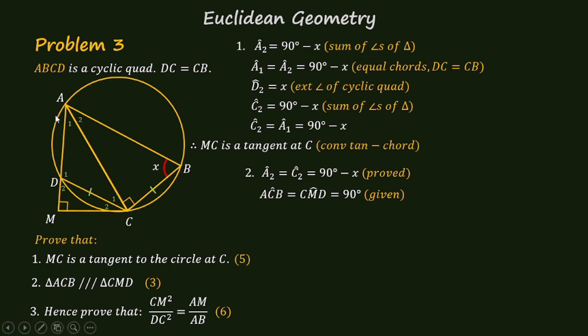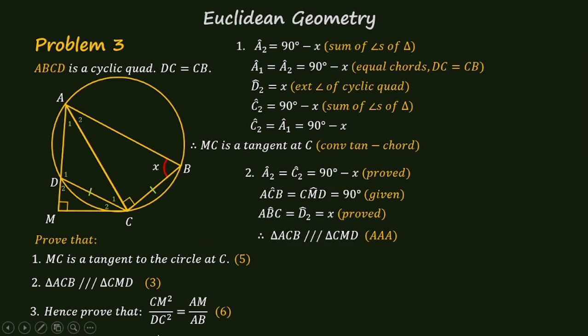And angle ABC, which is X, equals D2. We've just shown that D2 is X. So the two angles are equal. D2 is X, and then ABC is also X. That has already been proven up here. So the corresponding angles of these two triangles, triangle ACB and triangle CMD, are equal in size. Therefore, we can claim that the two triangles are similar to each other because they are equiangular. Angle, angle, angle.